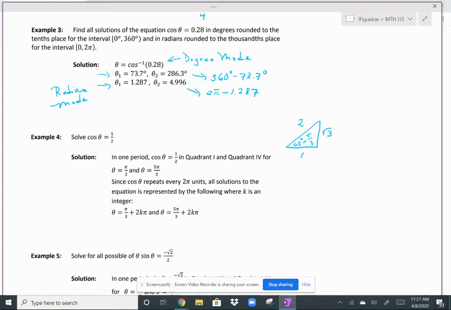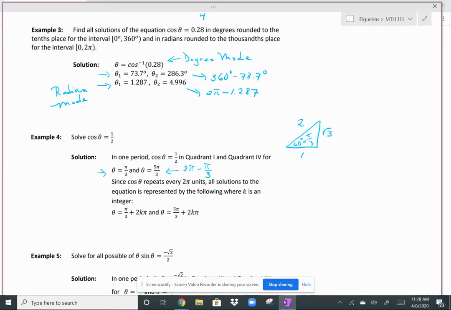And so pi over 3 is one answer because cosine is positive in quadrant 1 and 4, as we mentioned above. And then in quadrant 4, we get this answer, 5 pi over 3, by doing 2 pi minus pi over 3 to get 5 pi over 3. Okay, but notice that this time I didn't give you restrictions like I did above, where I said 0 to 360 or 0 to 2 pi. So that means you have to present your answer for every possibility, keeping in mind that the cosine function oscillates up and down forever and ever and goes through one period in between 0 and 2 pi units.